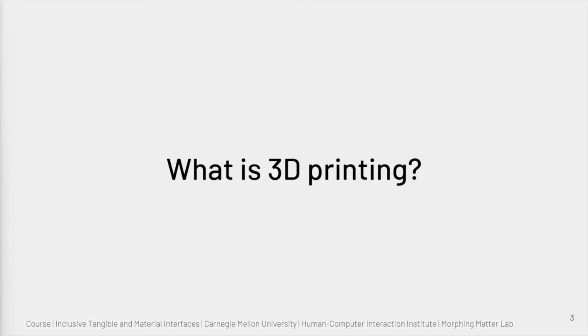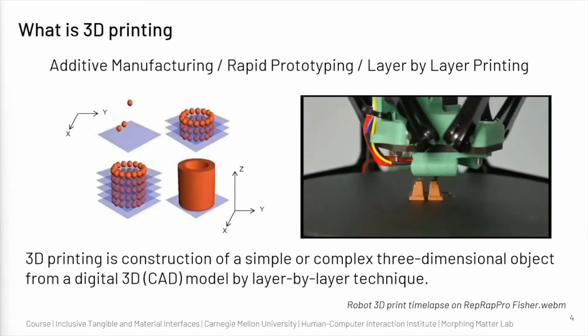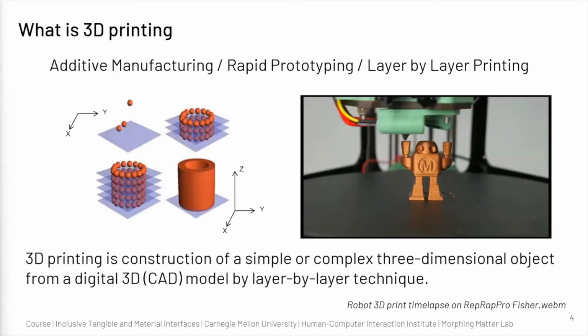So first thing is, what is 3D printing? 3D printing is the construction of a simple or a complex three-dimensional object using a digital 3D or CAD model by a layer technique. It is like when you print on paper, you are doing 2D printing. If you repeatedly print over and over again at the same place, you can generate a 3D structure. That is nothing but 3D printing. And 3D printing is also referred to by different names, like additive manufacturing, rapid prototyping, and layer by layer printing.